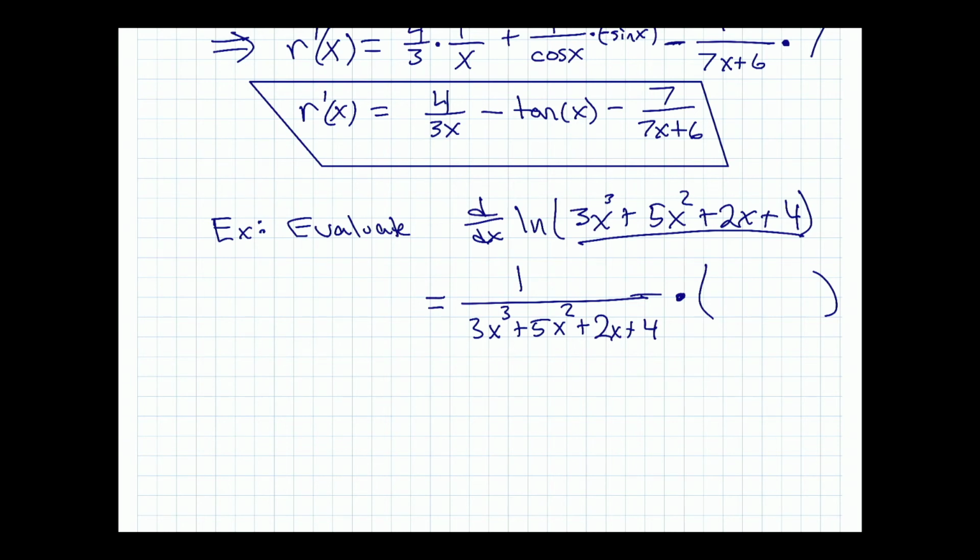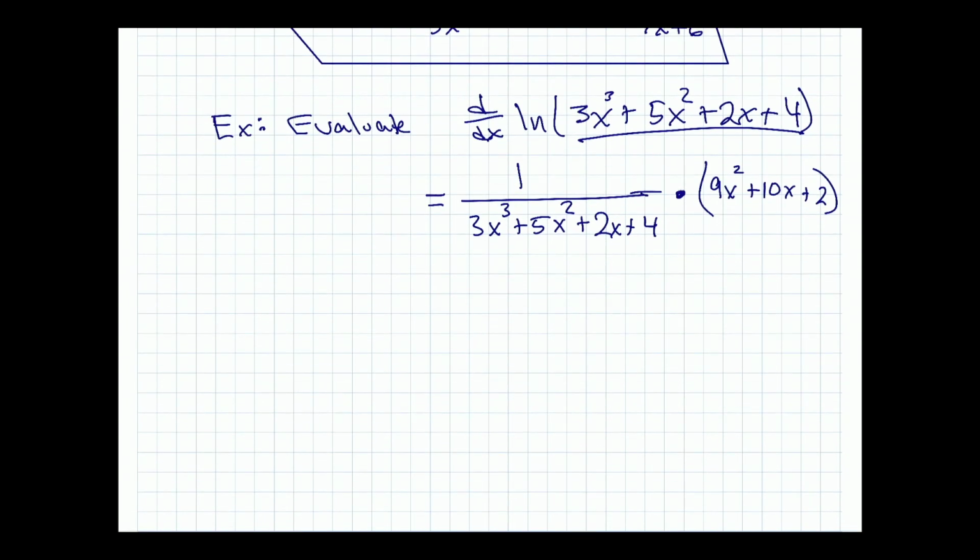But the derivative of a polynomial is really easy, right? So this derivative is just 9x squared plus 10x plus 2. So you do that, and then you just put them together. And that's all you're doing. And for some reason, Newton Alta really likes that type of question. So they'll make you do a bunch.